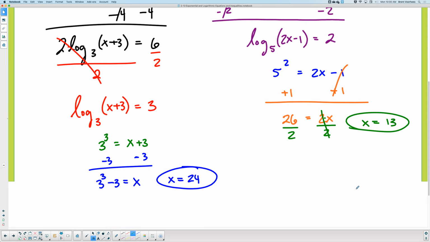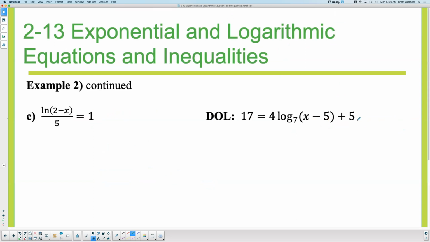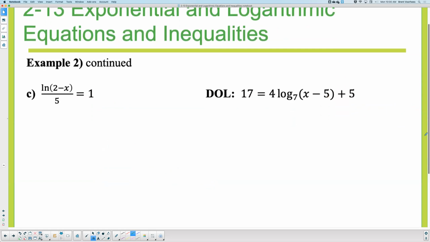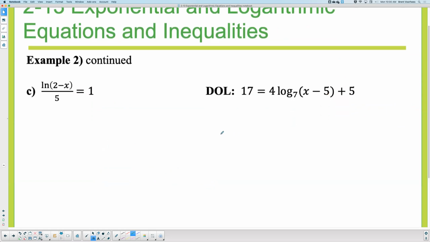Alexis. Great. Let's reload. See it again. How about part C? What type of function is this? It looks like ln.